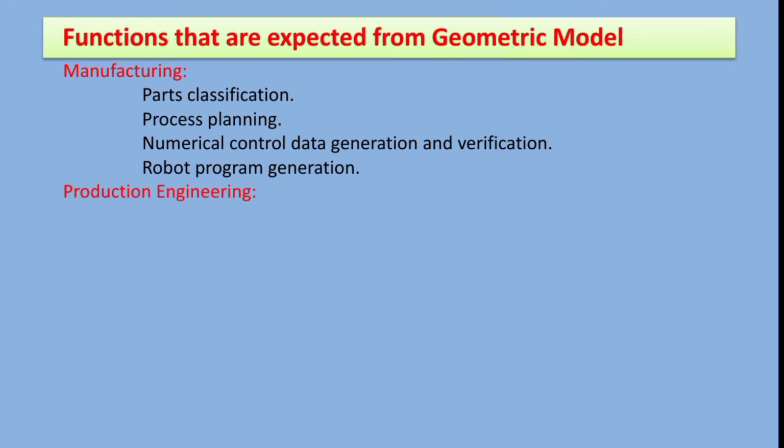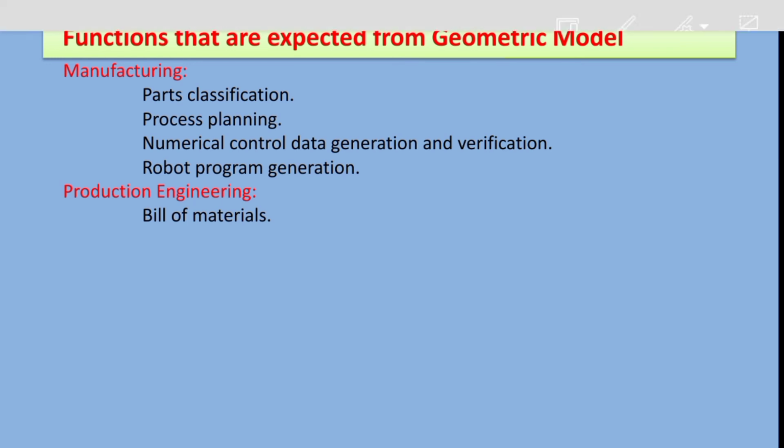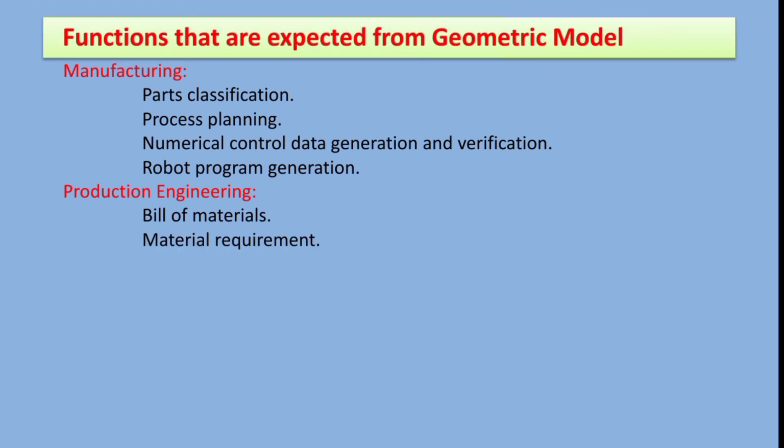Similarly, in production engineering, if you want to know how many components there are, what the list of components is, and what material is available for each component, we require a bill of materials. Once the bill of materials is available, one can go for material requirement planning and manufacturing resource planning. For all these things, again, computer applications are involved. So for this, geometric modeling is one particular piece of information.